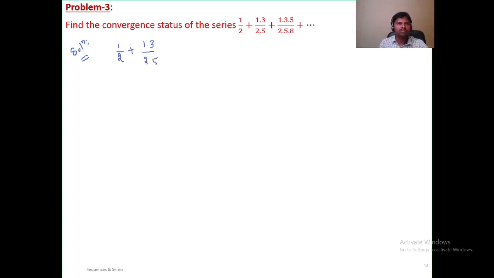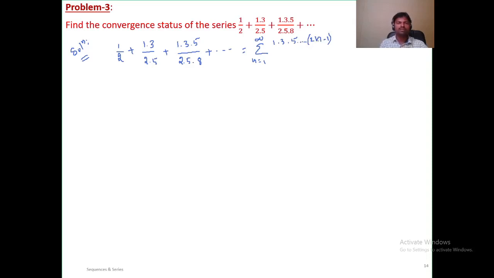Look at the numerator, only odd terms you are getting, right? So 1 into 3 into 5 upon 2 into 5 into 8, plus up to so on. This is equal to the series, n running from 1 to infinity. You observe the numerators 1, 1 into 3, 1 into 3 into 5. So the numerator I am writing as 1 into 3 into 5 up to so on, 2n minus 1, because all are odd terms you are getting, right?